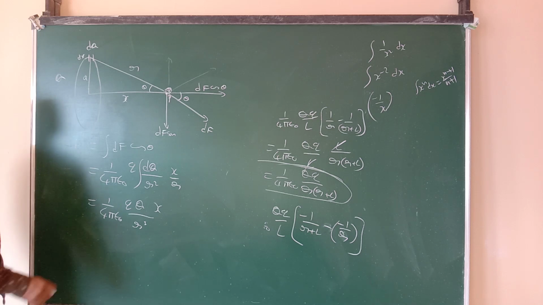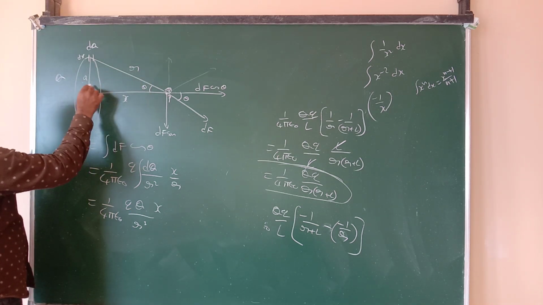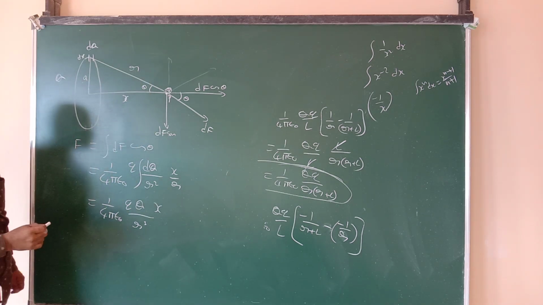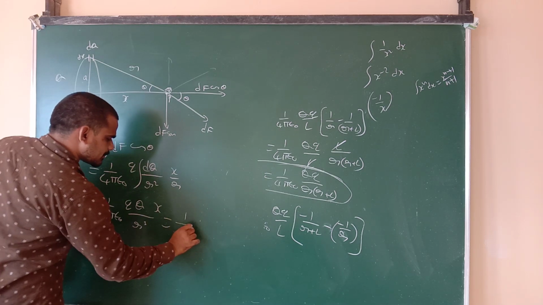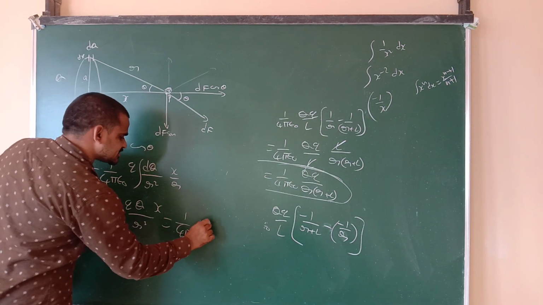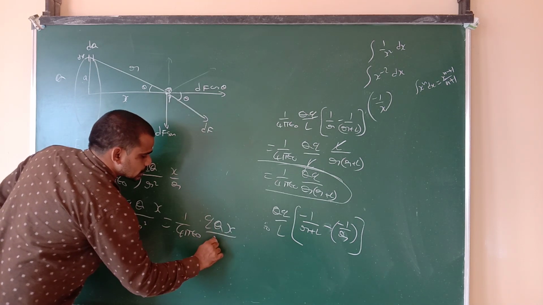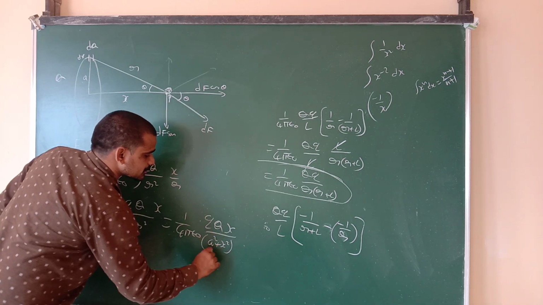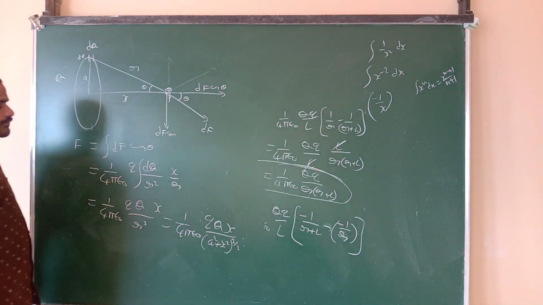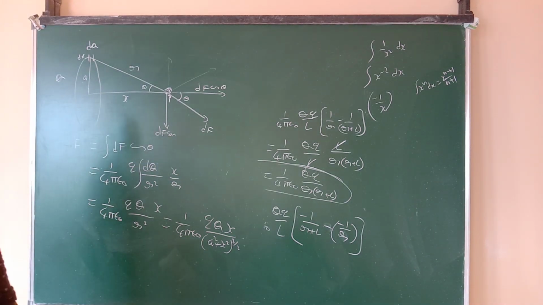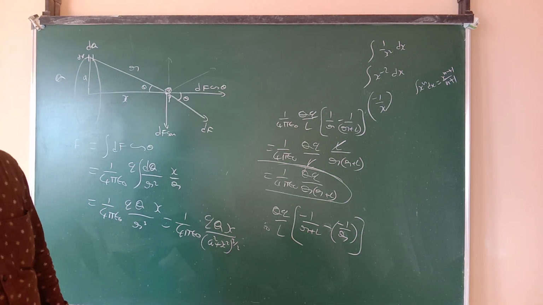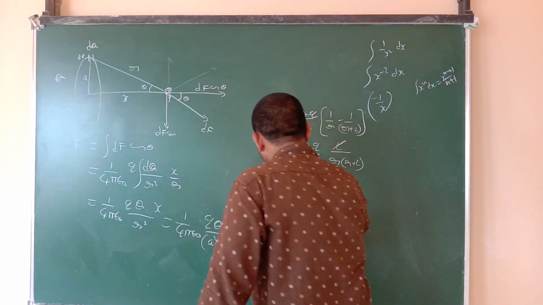What is r? r squared is equal to a squared plus x squared, so r is the square root of a squared plus x squared. Simple, easy. That is the answer. The same method we followed in gravitation, the same procedure. This is the force. Understood here? So this is a way of solving it.